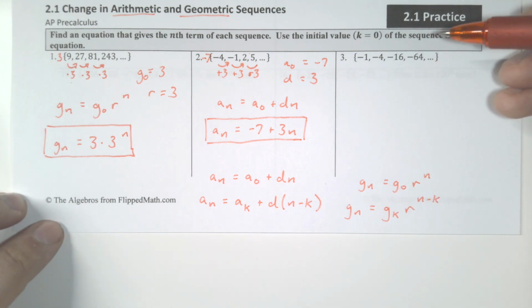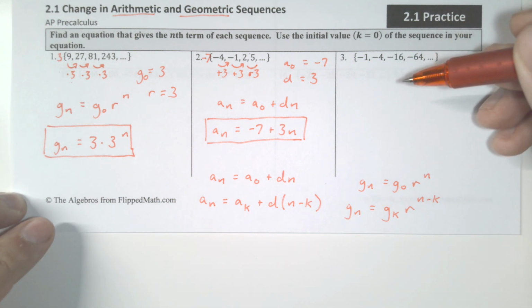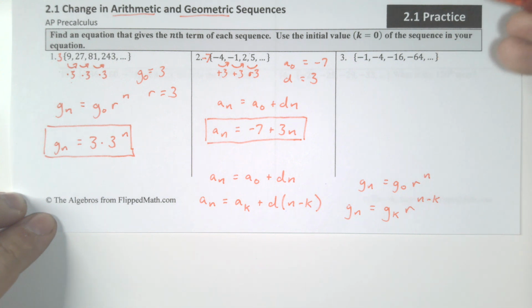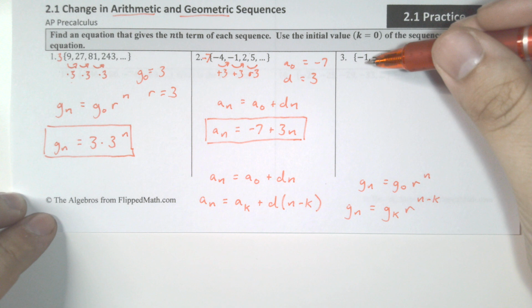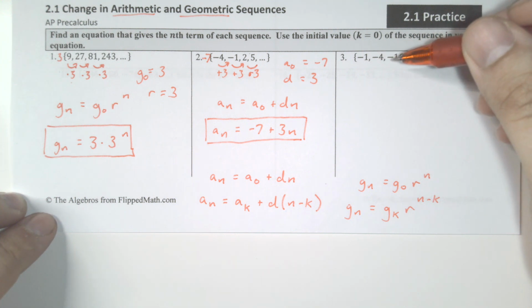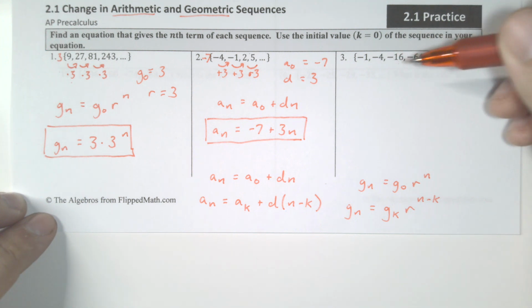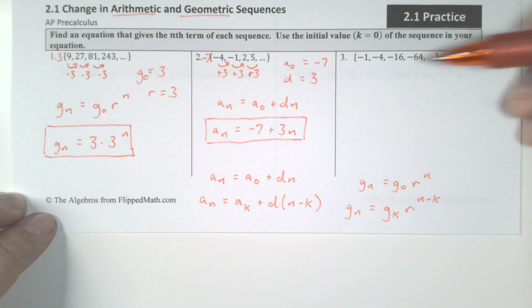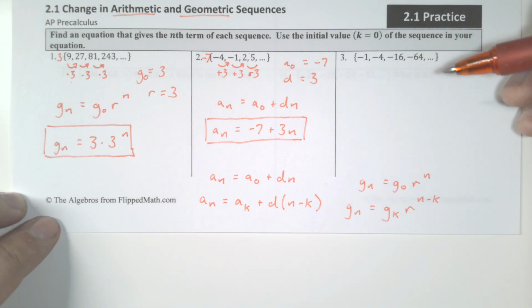All right, and for number 3, we want to figure out, do we have an arithmetic or a geometric sequence? So first, let's start with arithmetic. Let's see, to go from -1 to -4, we have to subtract 3, and then, okay, so -4 minus 3 is not -16. So by process of elimination, we probably have a geometric sequence here.